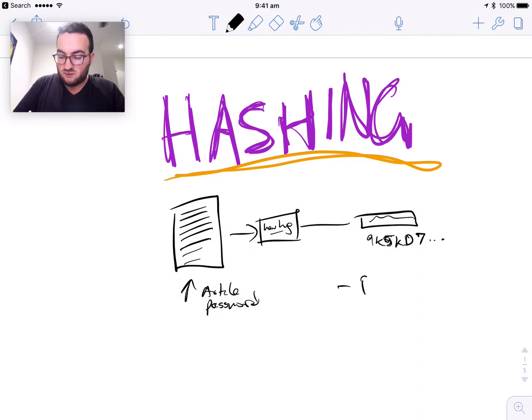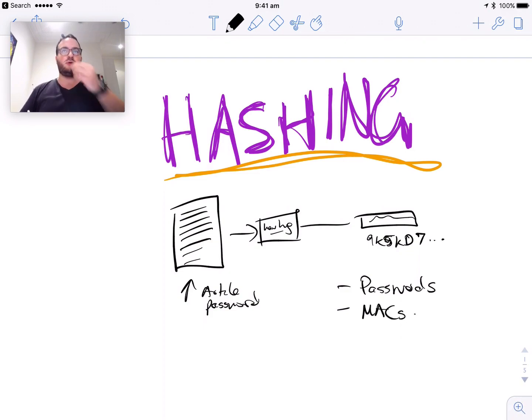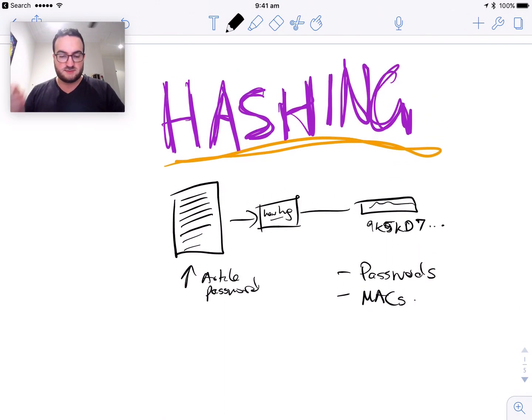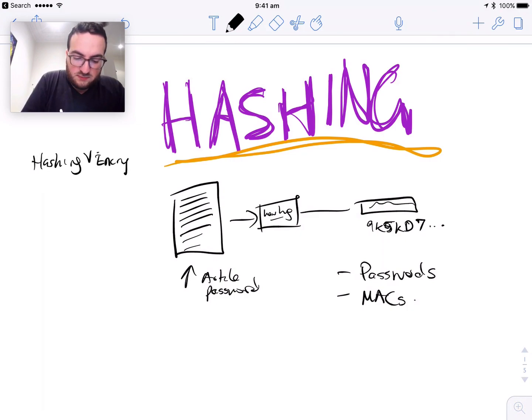Often it's used for storing passwords in a database. It's also used in message authentication codes. Very important thing. And first off, people sometimes get confused, so let's look at the differences between hashing versus encryption.